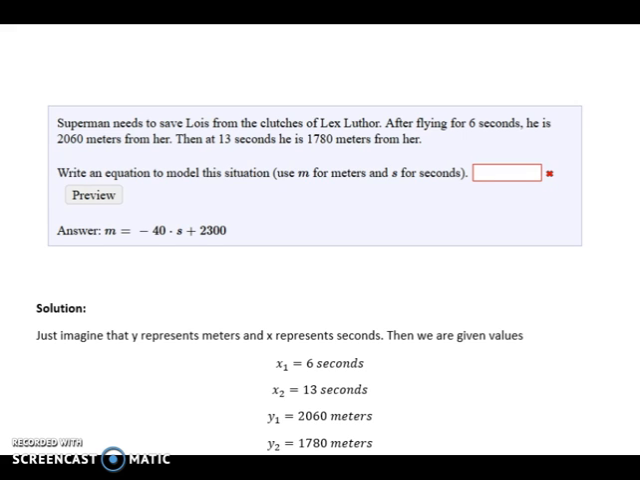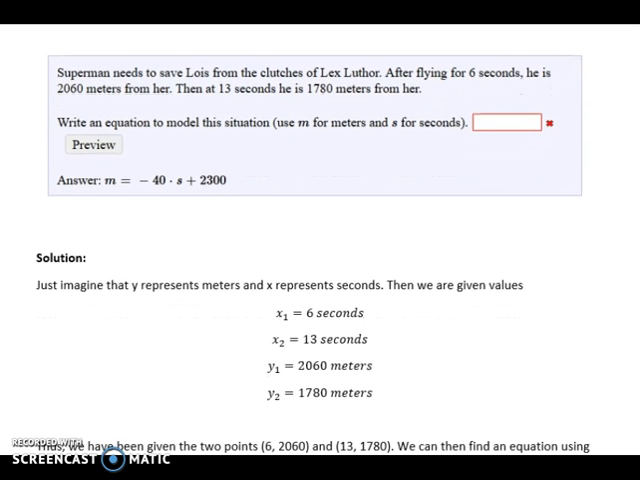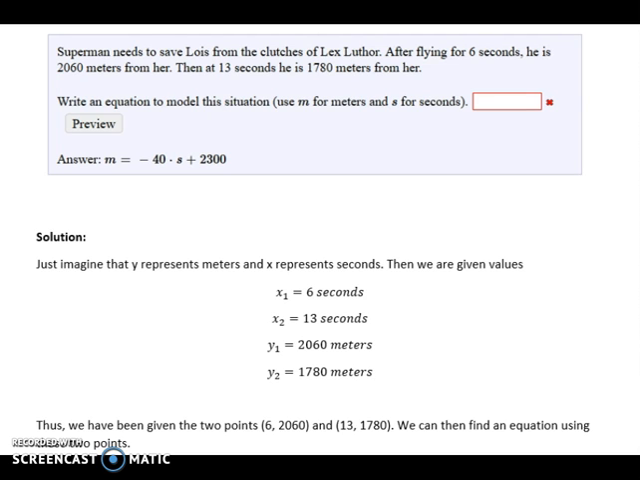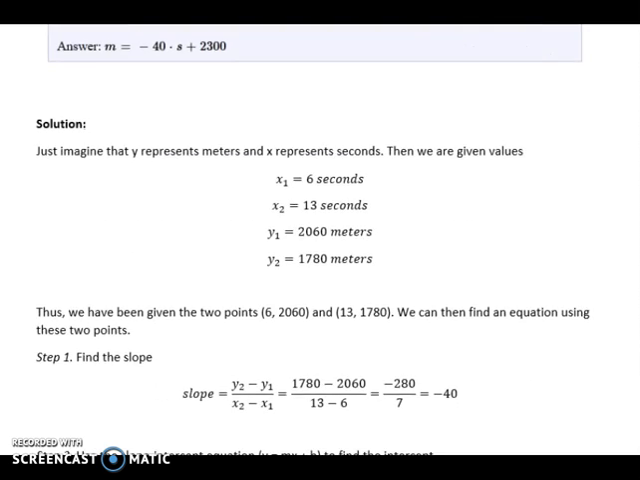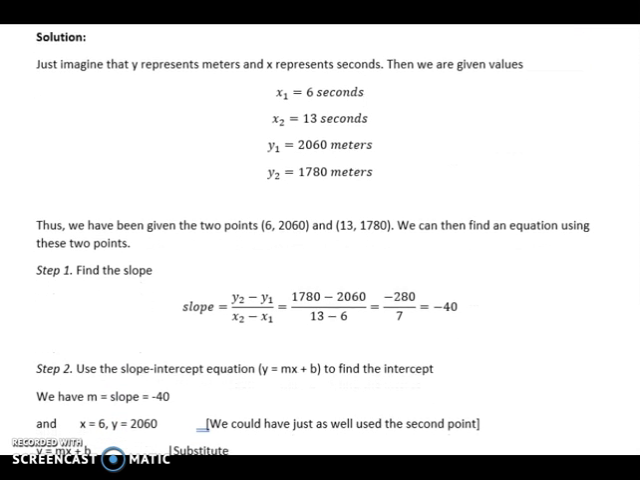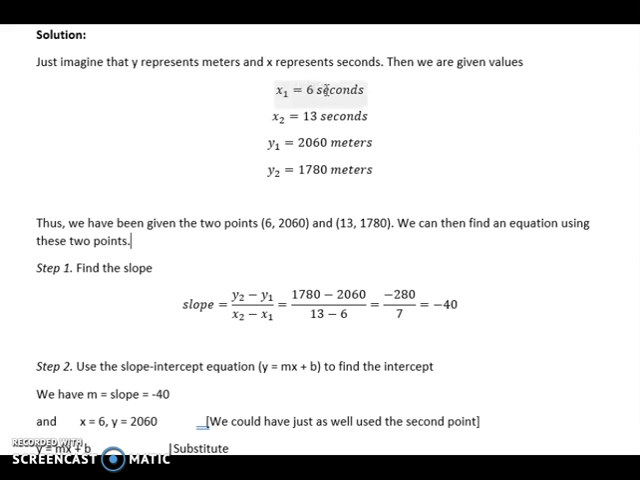What we're really doing is finding a linear equation given 2 points, where the points are represented by seconds and meters. So it's like if the seconds were our x values and the meters were our y values. So just imagine that y represents meters and x represents seconds. Then we have x1 is 6 seconds, x2 is 13 seconds, y1 is 2,060 meters, and y2 is 1,780 meters. So we have these 2 points. 6 seconds corresponds to 2,060 meters, and 13 seconds corresponds to 1,780 meters. So we're just finding an equation given 2 points.